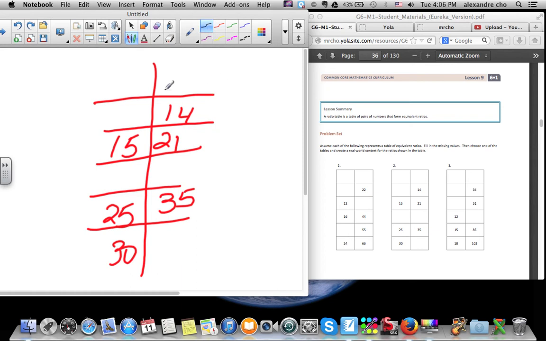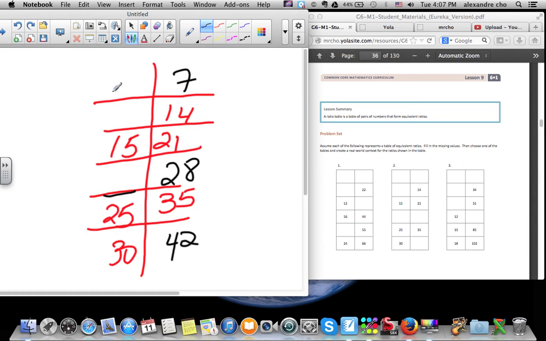So with black, I'm going to put a 7. 7 times 2 is 14. Times 3 is 21, so it follows a pattern. Times 4 is 28, times 5 is 35, and times 6 is 42. So ask yourself, let's fill in this spot right here.